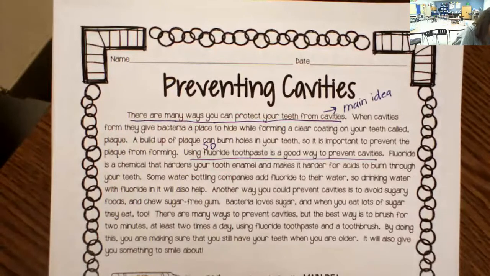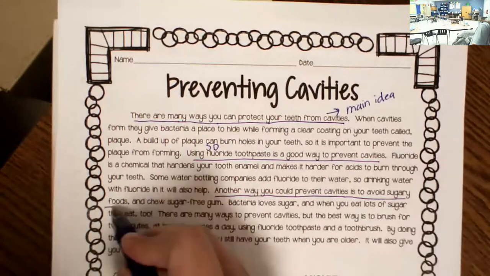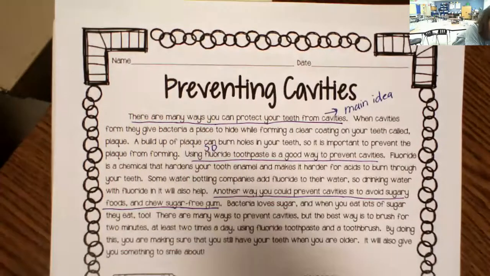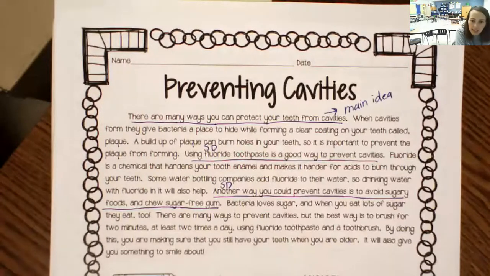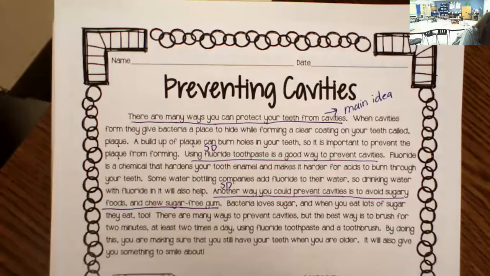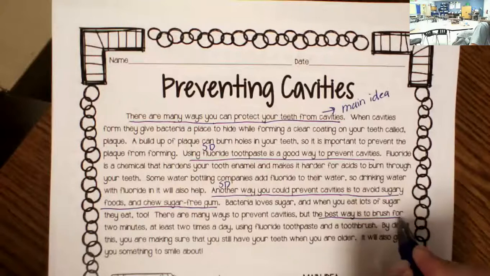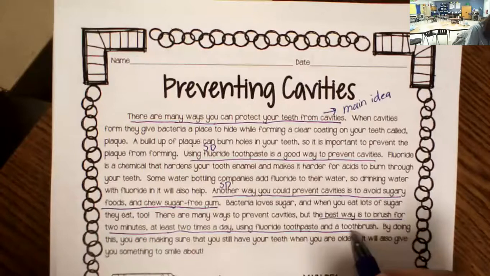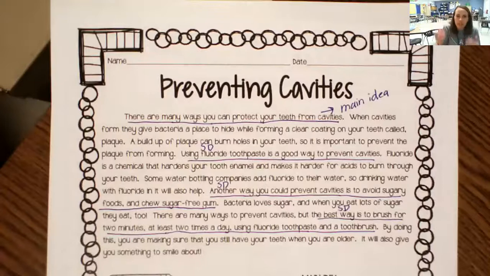Another example of a supporting detail is right here. It says another way you could prevent cavities is to avoid sugary foods and chew sugar-free gum. So that's another supporting detail because it tells us another way that you can protect your teeth from getting cavities. And then there's one more supporting detail. It says right here, the best way is to brush for 2 minutes at least 2 times a day using fluoride toothpaste and a toothbrush. So that's a third supporting detail because it gives us another way that you can protect your teeth from cavities.